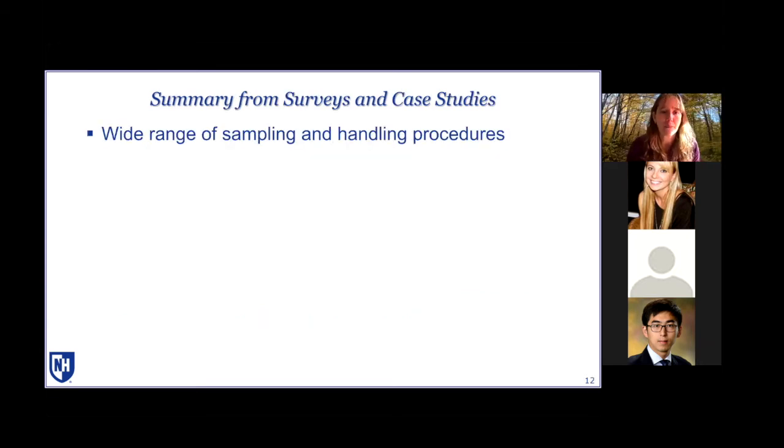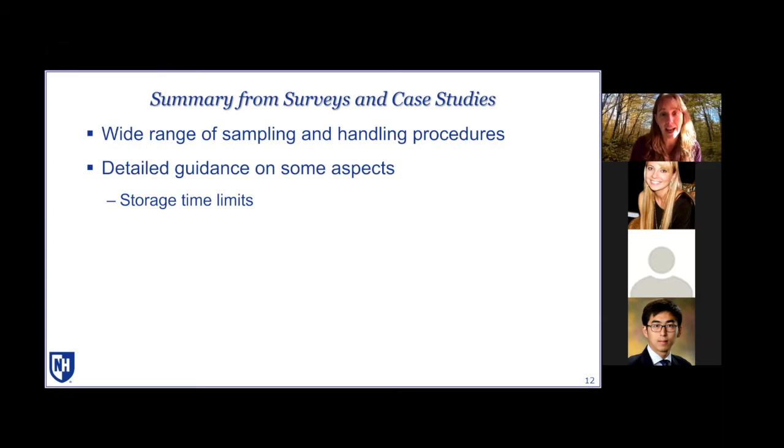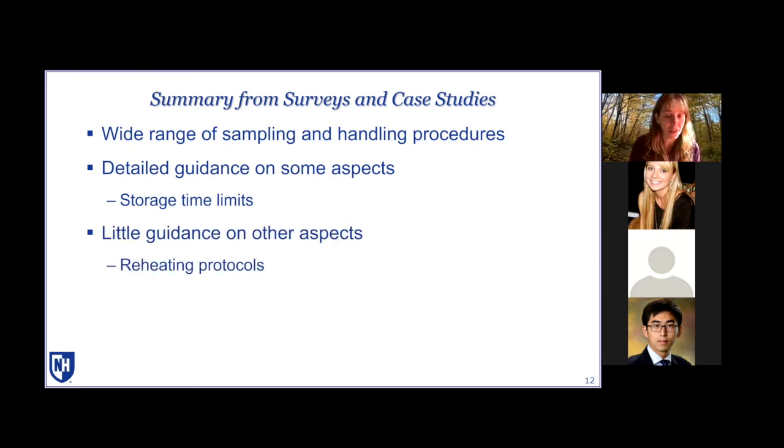Just in summary, from the survey results and the case studies, the states are using a wide range of sampling and handling procedures. And there is some detailed guidance within the states on some aspects. For example, some states, agencies, or even partner labs have very specific limits on storage time for specimens. For other aspects of the specimen fabrication process, there's little to no guidance. Reheating protocols is one of those where in a lot of cases there's no guidance on how this is done from a consistency standpoint.